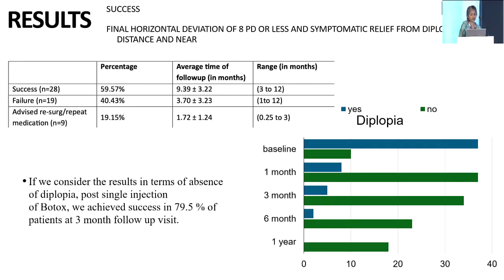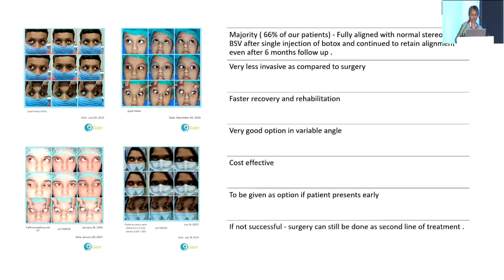If we look at the success rate, quantified as a final horizontal deviation of less than 8 prisms of esotropia with diplopia relief, then we had success in around 59.57% at the 9-month follow-up with a single injection. And if we consider just release of diplopia, then we achieved success in 79.5% of patients at the 3-month follow-up visit. So it is less invasive, with faster recovery, a good option in variable angle, cost effective, and most of them, once they get realigned, don't fall back into the esotropia.